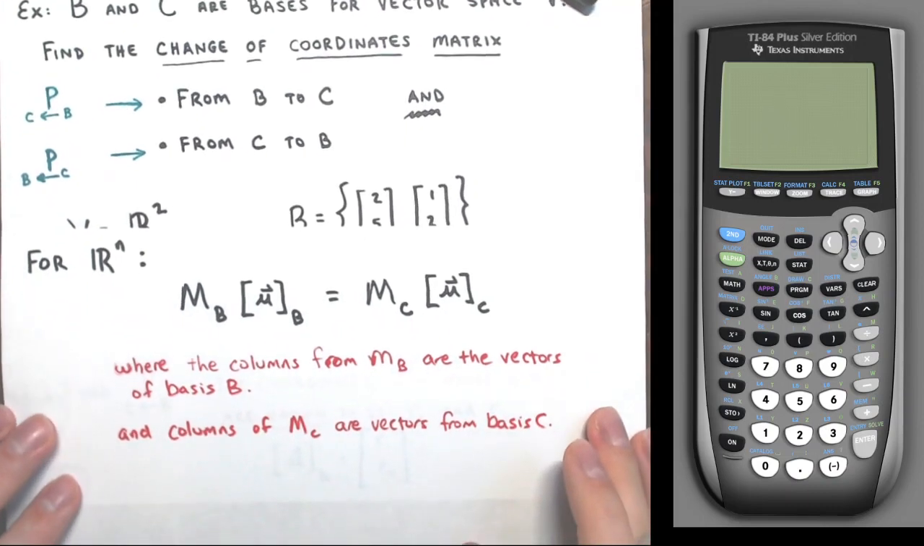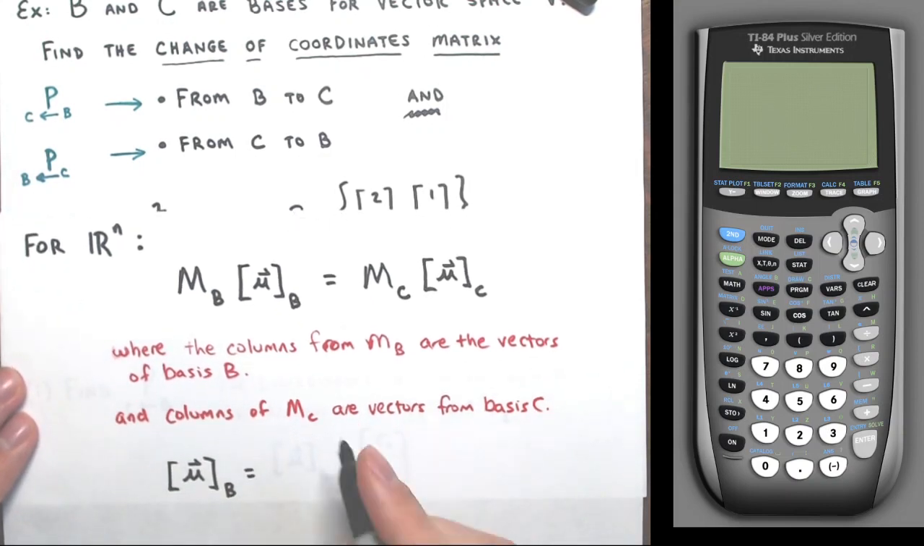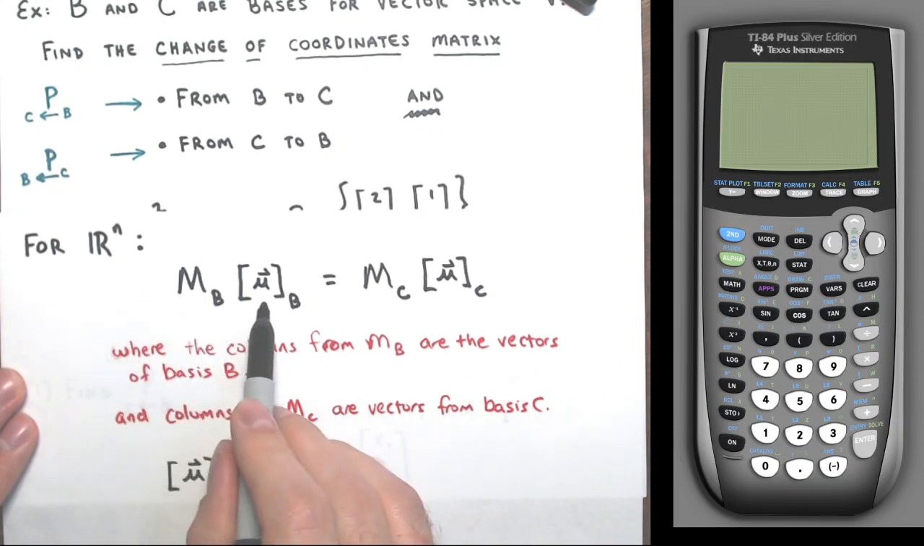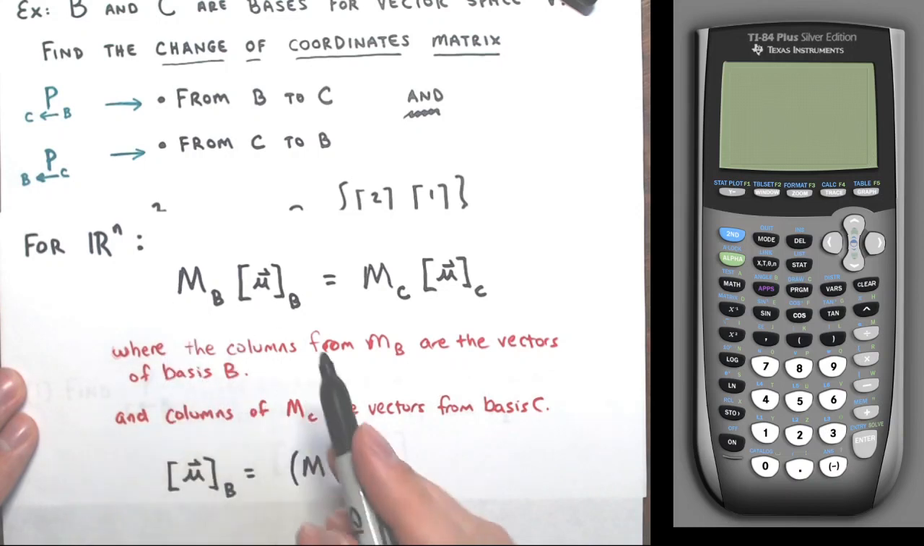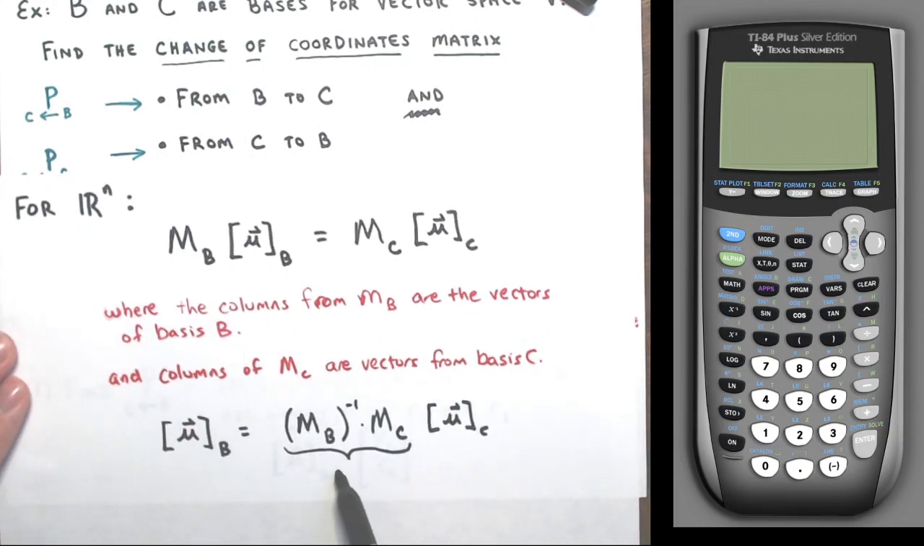All right, and what you're going to notice is that you set this up correctly. If you solved for UB, the coordinates with respect to B, you'd multiply on the left by the inverse of MB to get this alone. So MB inverse times MC times UC, the coordinates with respect to C. So this would be that transition matrix from C to B.